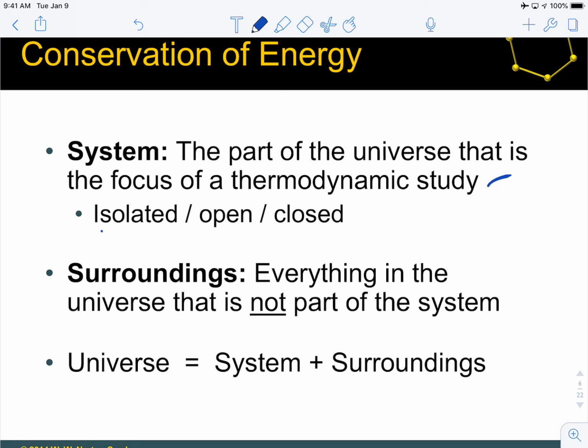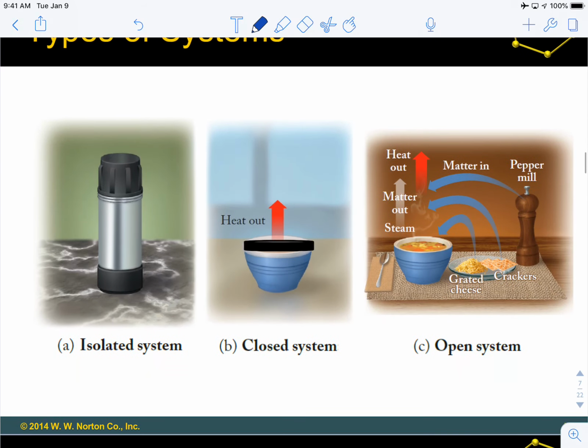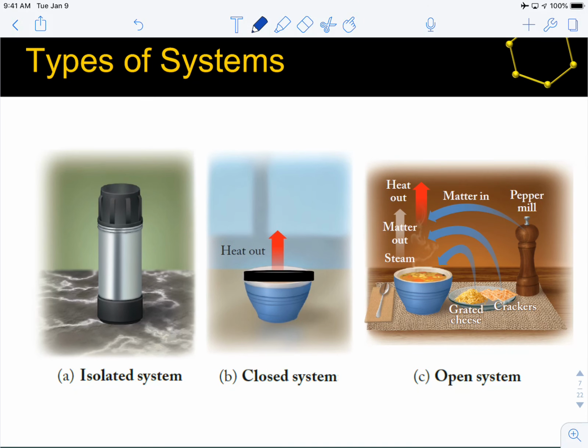And your system can be isolated, open, or closed. I'll define that. Universe is basically everything else. These are just terms to be defined. So these are your systems right here. Isolated system. This is a thermos, so what we're saying is that heat is not exchanged with the environment. It's very difficult and almost impossible to have a truly isolated system. But we say that something like a thermos is isolated because there's very little heat exchange. It's very slow. It takes a long time to lose heat.